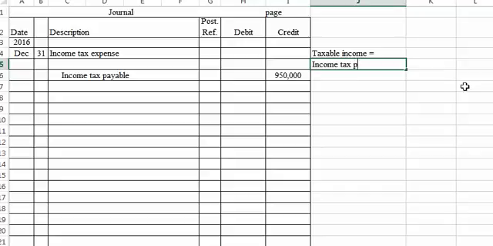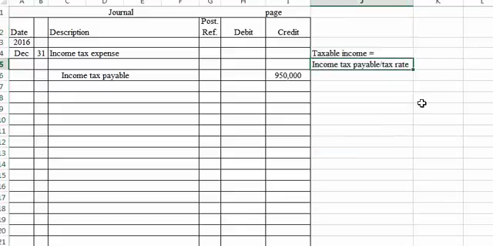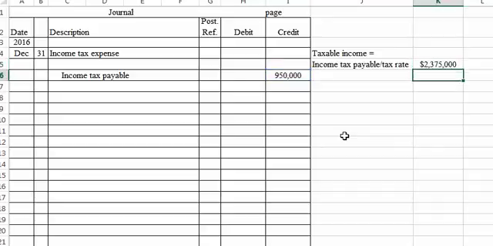is going to be equal to income tax payable divided by the tax rate. See, to get income tax payable, we would have multiplied the taxable income times the tax rate. If we want taxable income and we know income tax payable, then we can take income tax payable and divide it by the tax rate. Okay, so I'm going to say our $950,000 income tax payable divided by 0.4, the tax rate.